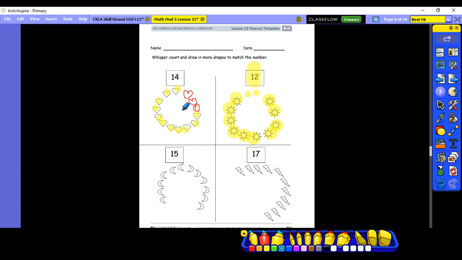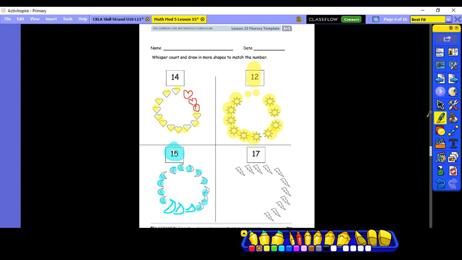Let's count the moons. How many moons should we need? 15. Let's count. 1, 2, 3, 4, 5, 6, 7, 8, 9, 10, 11, 12. How many do we need to make 15? 13, 14, 15. We needed 3 more moons to make 15.